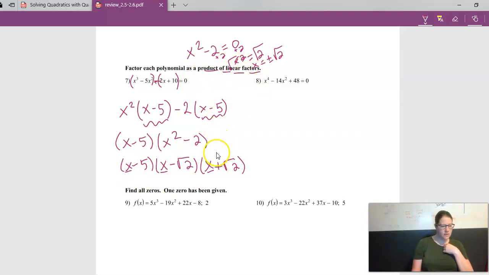Now if it asked me to actually find the zeros, I would want to set these all equal to 0 and solve. I actually already found 2 of the zeros. That's not what it's asking me to do here. It's asking me to write it as a product of linear factors.